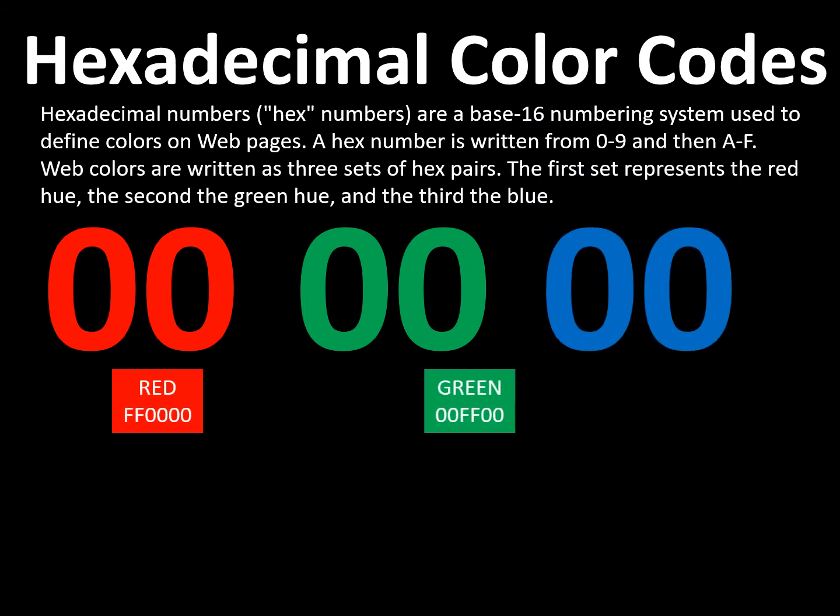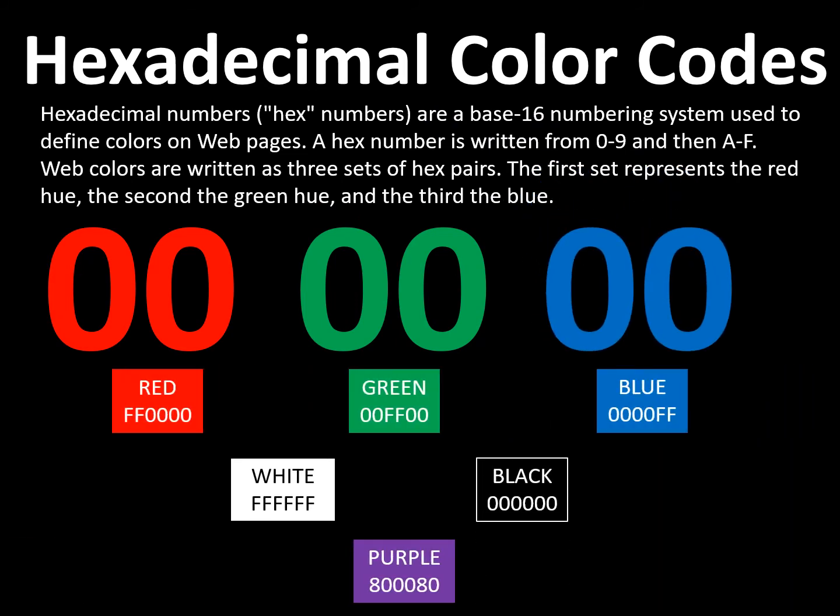So for example, these are some codes that create the color red, bright red, green, blue, white, being the presence of all colors, and black being the absence of all colors. And here you can see a fun combination at the bottom of the purple element, where you have a combination of some red and some blue, but no green.